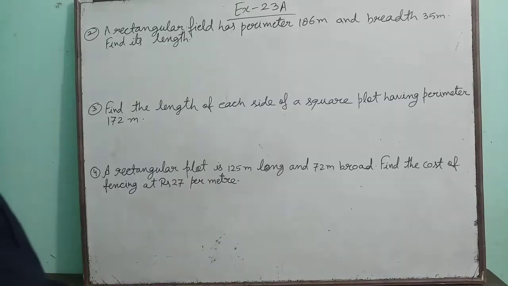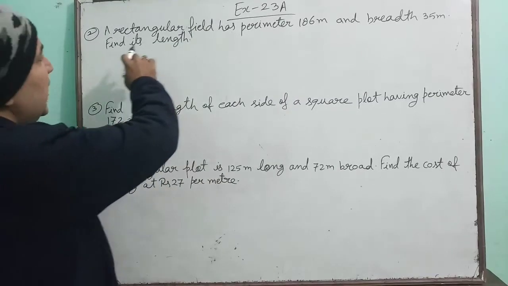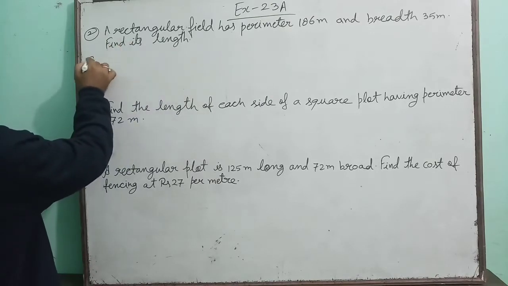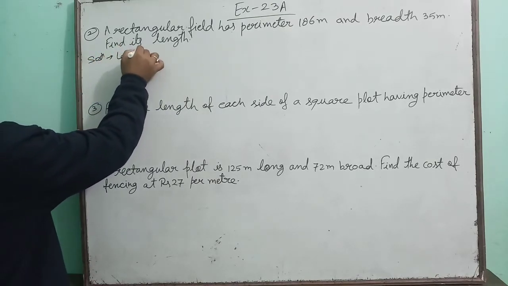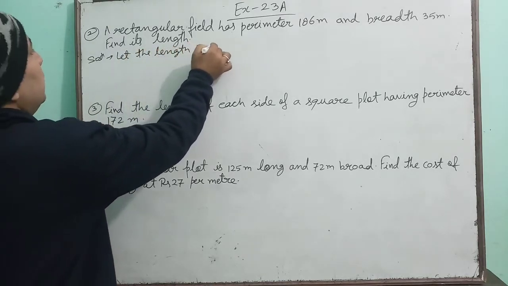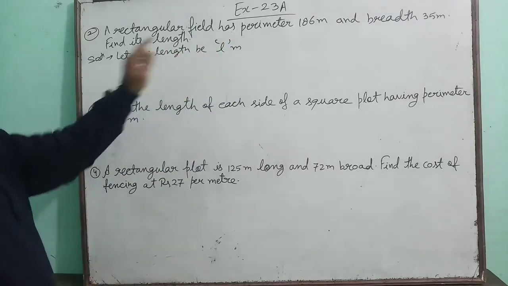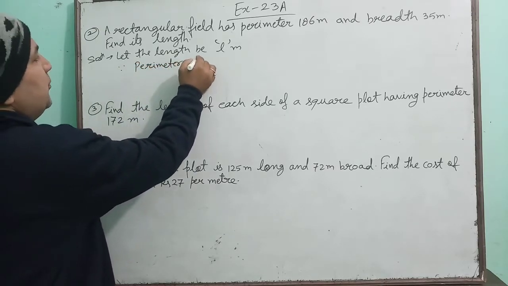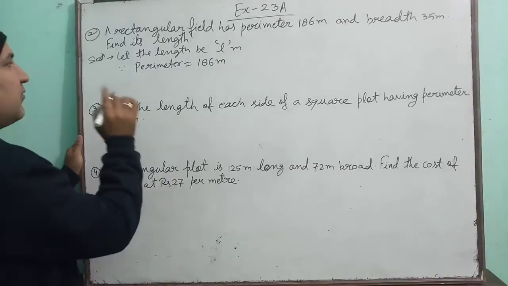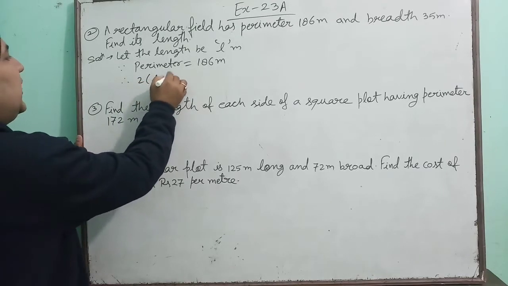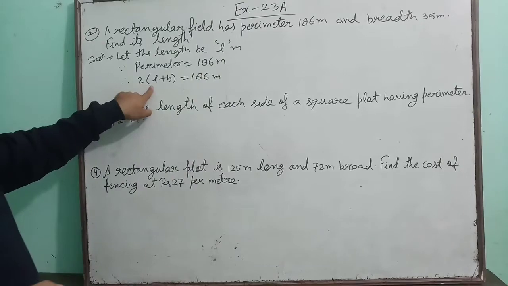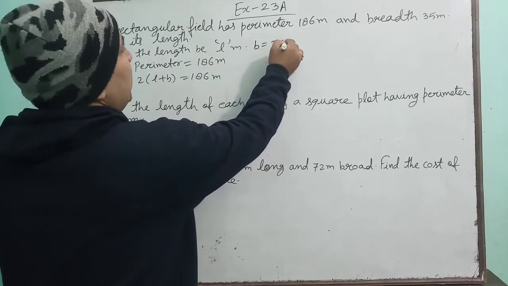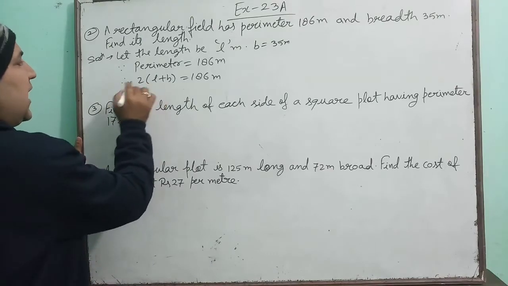Now note down these. Okay, now see some more questions. Question number 2 is, a rectangular field has perimeter 186 meter and breadth 35 meter. Find its length. See how to do it. Let the length be L meter. In your question, perimeter is given 186 meter, and we know that perimeter means 2 into length plus breadth. That means 2 into length plus breadth is equal to 186 meter. In your question, breadth is equal to 35 meter. This is given. Now put the value here and solve it.